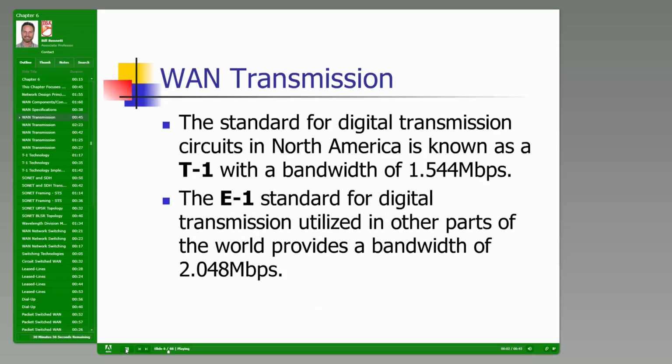We are going to go through and take a look at WAN transmission technologies now. So we'll be covering T1 and SONET. T1 is a copper-based technology and SONET is a fiber-based technology. So we'll start with T1. This is the standard for digital transmission circuits in North America. This is a synchronous bandwidth, meaning the up and down speed are the same, of 1.544 megabits per second.